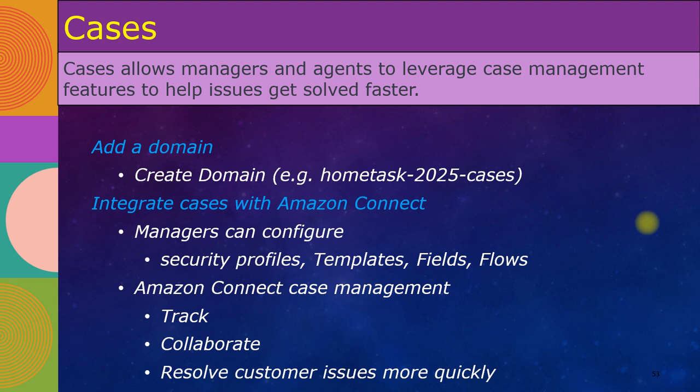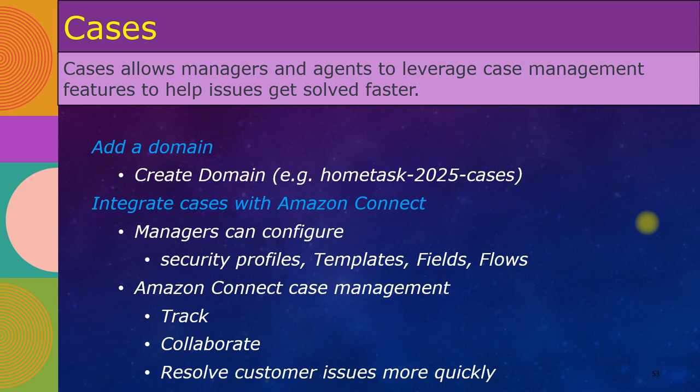But since it's multi-vendor, it's always integration between vendors, and so you've got to tolerate that. So what you do in Amazon Connect is you add a domain. I added Home Task 2025 cases. And like I said, there's a CRM domain, there's an Amazon Q domain, and at the moment I just want to keep them separate. We'll talk about best practices later, but I just created a domain name, Home Task Cases, and I integrate cases with Amazon Connect.